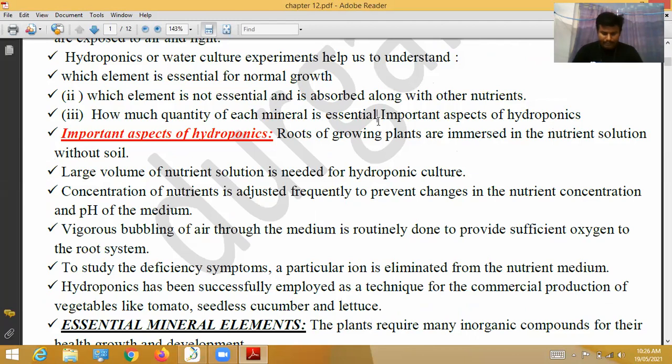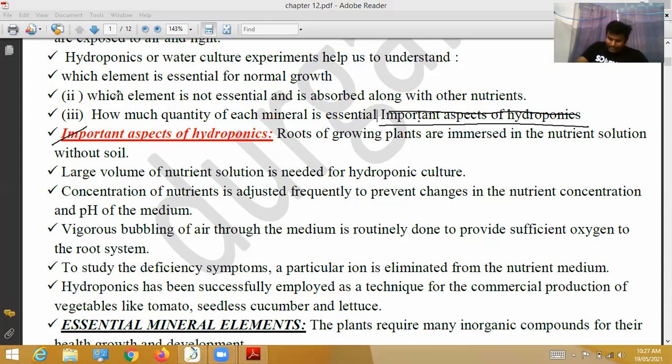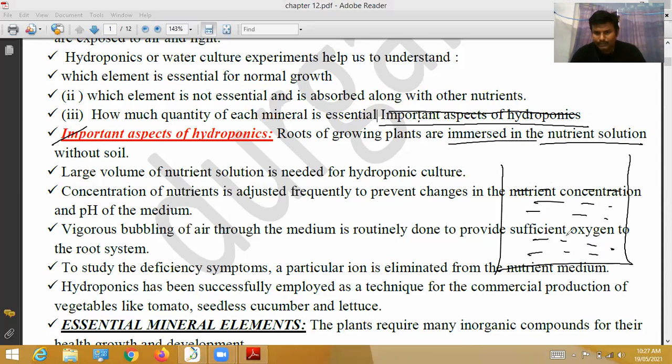So here they have given important aspects of hydroponics. What are the important aspects of hydroponics? Roots of growing plants are immersed in the nutrient solution without soil. See, it is nutrient solution. In this one, we can keep the stem. So in that particular plant, roots are immersed in the nutrient solution without the soil.